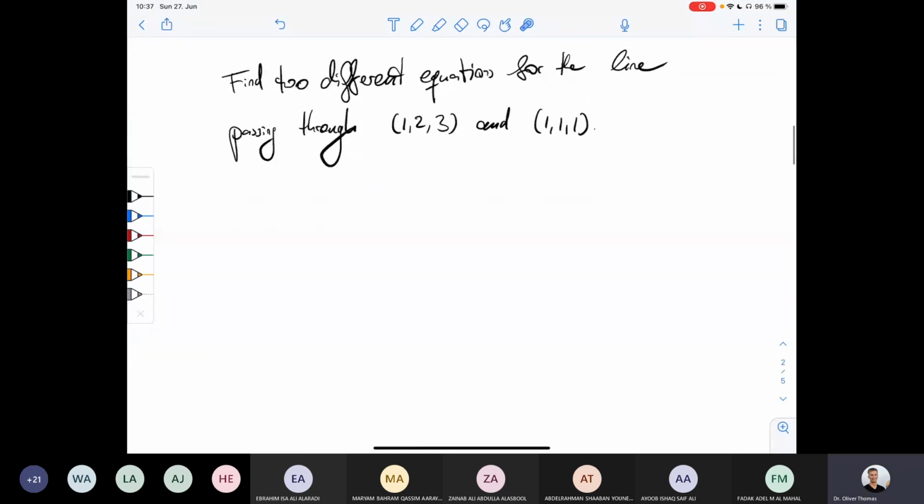So I would like all of you to give this task a go for, let's say, 3 minutes, I hope will suffice. I want you to find two different equations for the line in three-dimensional space that passes through the point 1, 2, 3 and the point 1, 1, 1. Just give it a go. And maybe post as a comment if you think you got something, just so I know if time's enough.